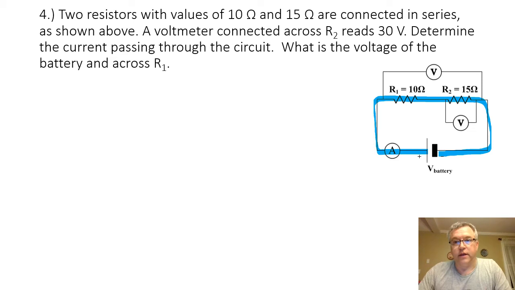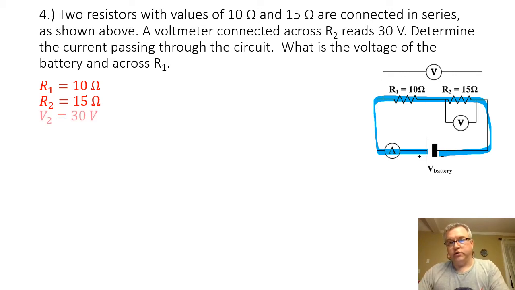So I know that the resistance of the first resistor in this problem is 10 ohms. I know that the resistance of the second resistor is 15 ohms, and the voltage across resistor 2, this guy right here, is going to be 30 volts. The first thing that they want us to find is the current passing through the circuit.